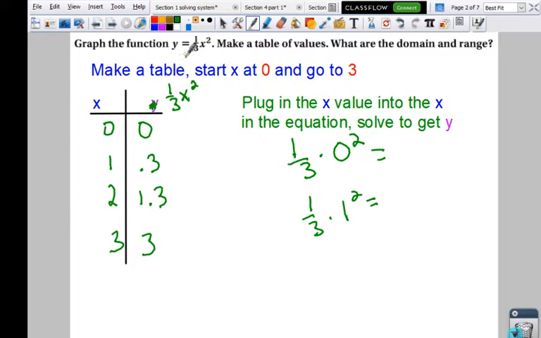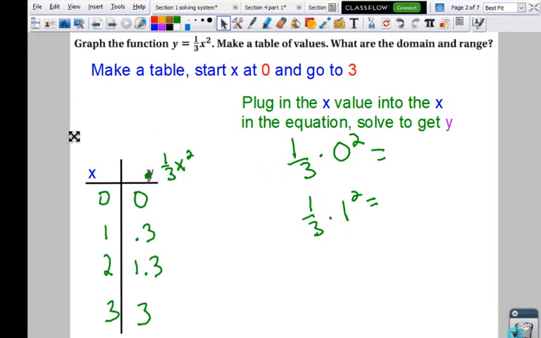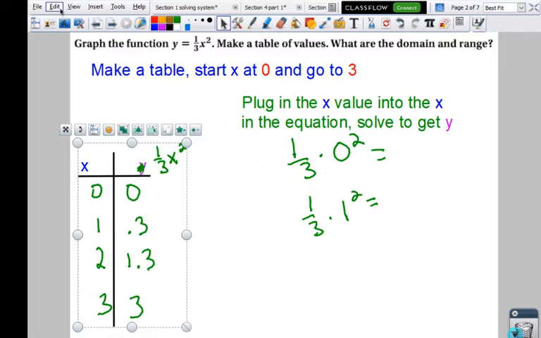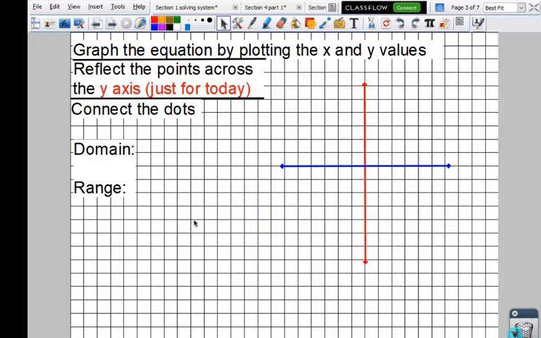Did I do something wrong? And really quick, give me a second because I want to copy this so I don't have to go back and forth. Hey, come on.